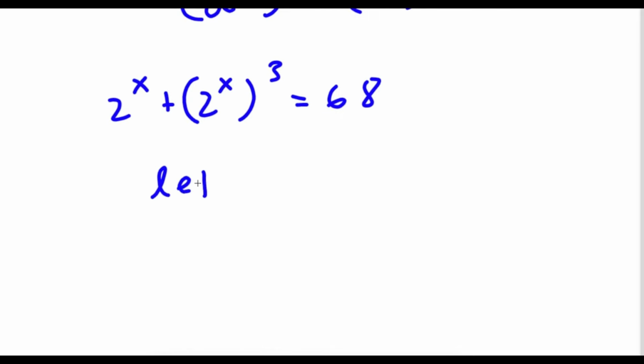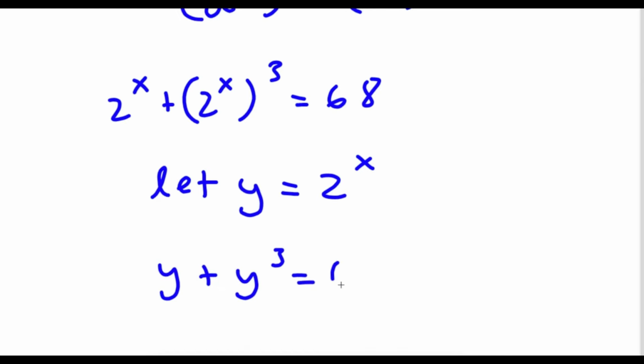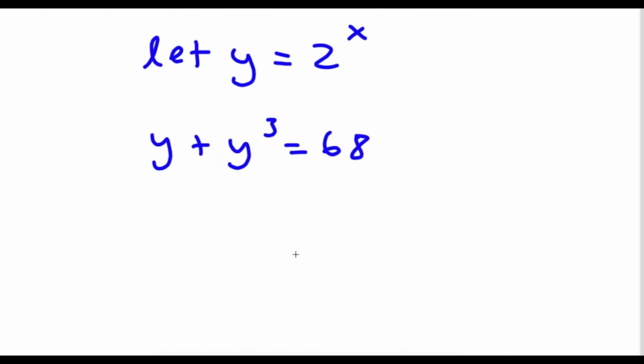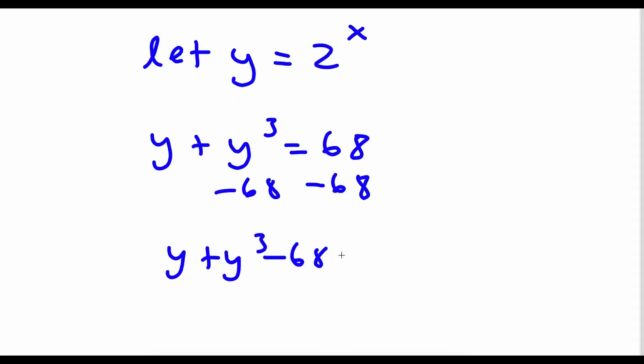Now I'm going to let the variable y equal 2 to the power of x. So now if I replace 2 to the power of x with y, I get y plus y to the power of 3 is equal to 68. Now if I subtract 68 on both sides, I get y plus y to the power of 3 minus 68 is equal to 0.